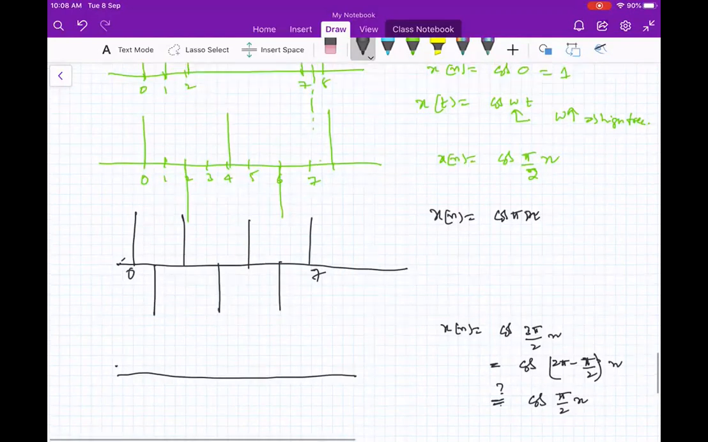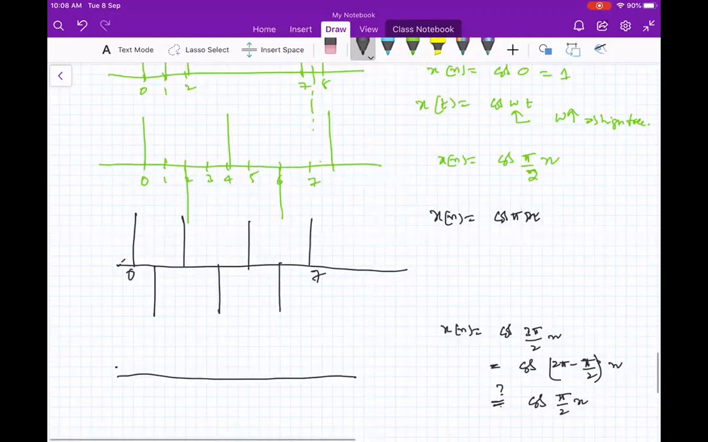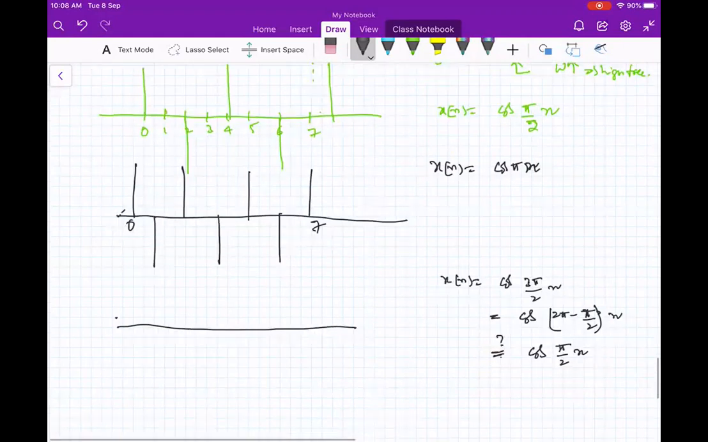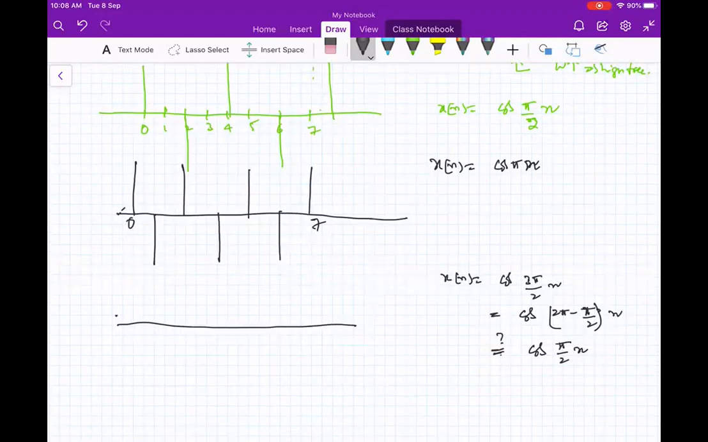It looks roughly similar to cos pi by 2 n. You can mute those who are not answering. Please mute. Okay, so it is similar to cos pi by 2 n.